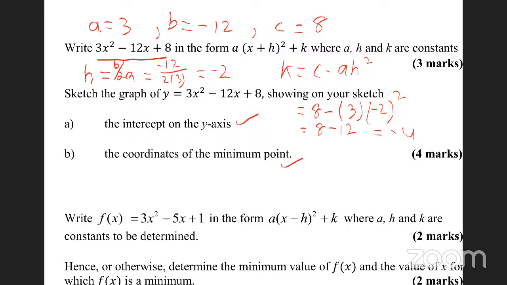Right? So we know H and K now. So the answer will look like this. A is 3. X is x. H is minus 2, squared, plus K. K is minus 4. So your answer for the first part looks like that.